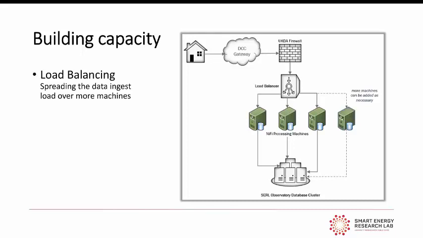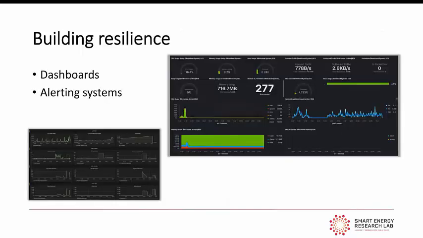So the way this works at the moment is that we chain lots of machines together effectively to function as a single ingest point. And as the capacity needs to grow, we just add in more machines into what's called a load balancer. So we can ingest larger and larger amounts of data without the system constantly falling over and crashing. So building resilience into the system is also important.